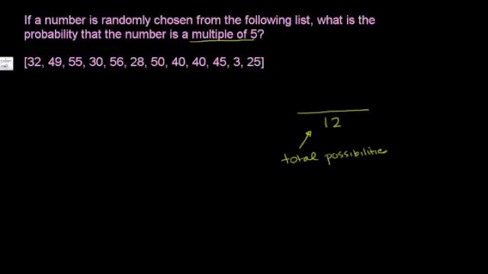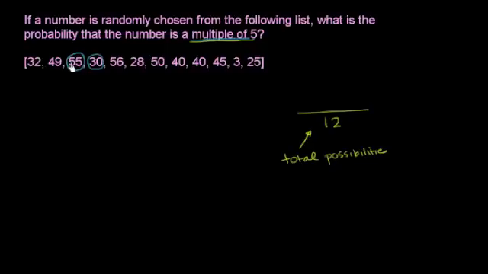So let me do this in a different color. So let me pick out the multiples of 5. 32 is not a multiple of 5. 49 is not a multiple of 5. 55 is a multiple of 5. Really, we're just looking for the numbers that in the ones place either have a 5 or a 0. 55 is a multiple of 5. 30 is a multiple of 5.